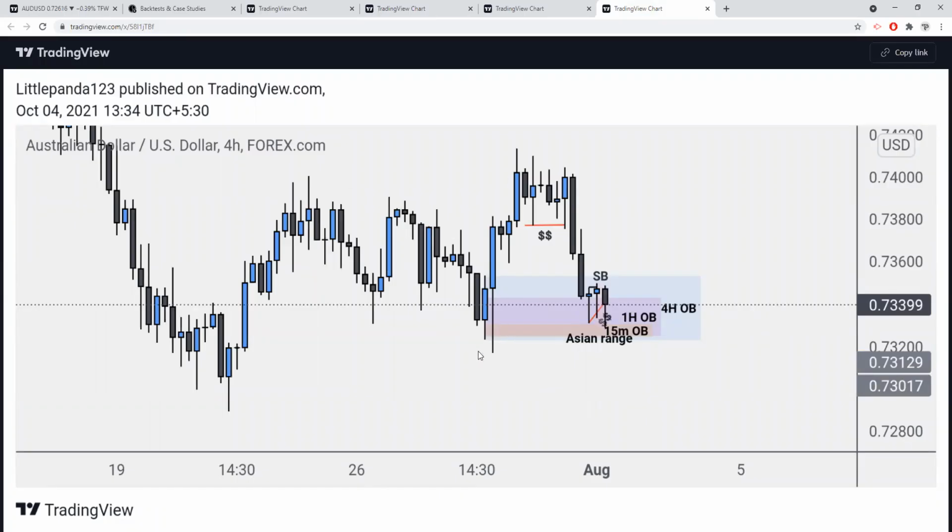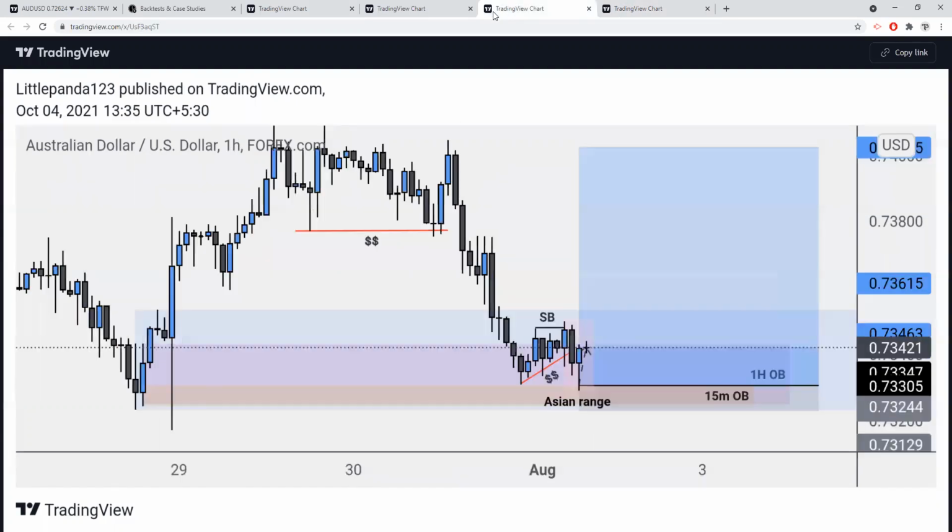Okay, 4H, yeah, we broke structure up. This is the extreme. 4H OB, you took the bullish candle. So again, consider always wicks because there is always something inside the wick. Let me check the hourly. Yeah, so you again take the same. Yes, I thought to ask you about the wicks.